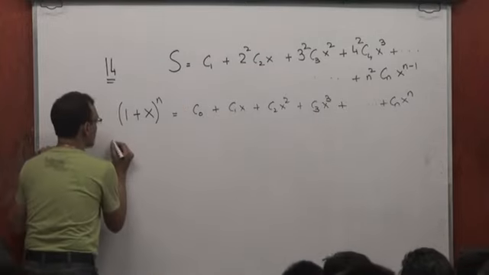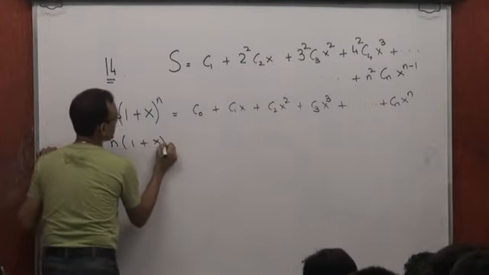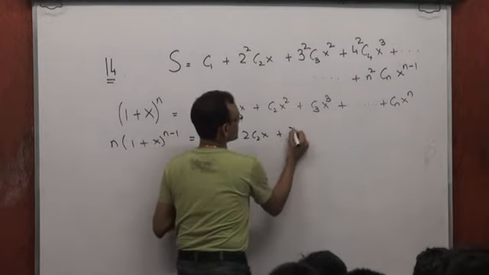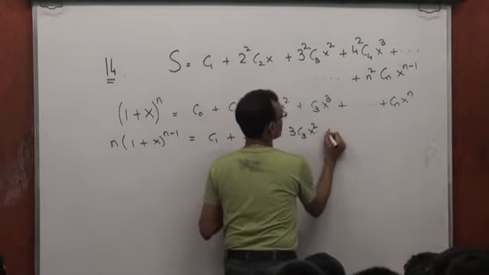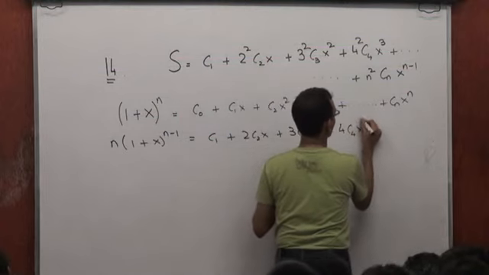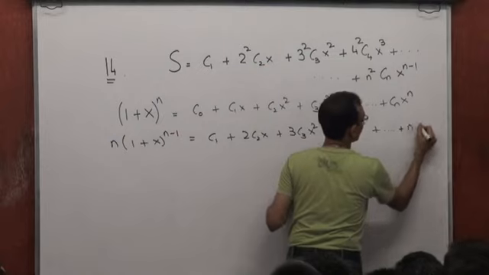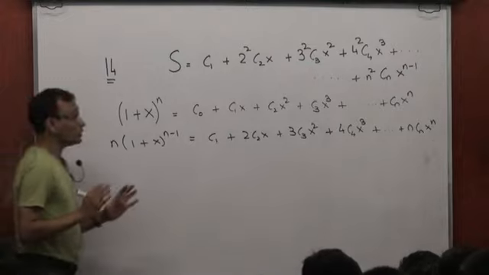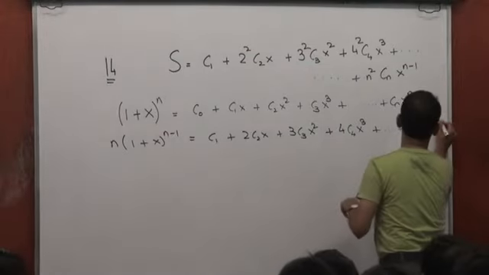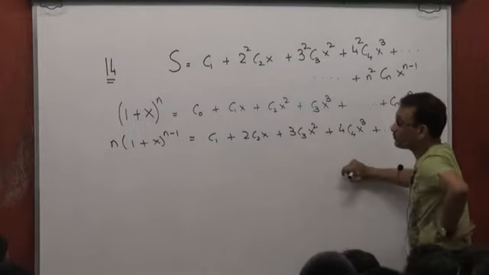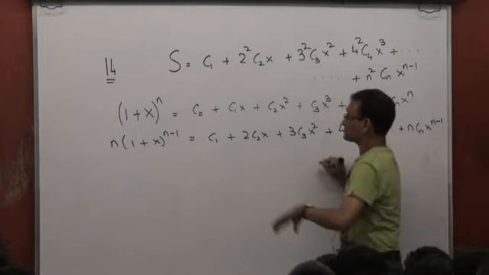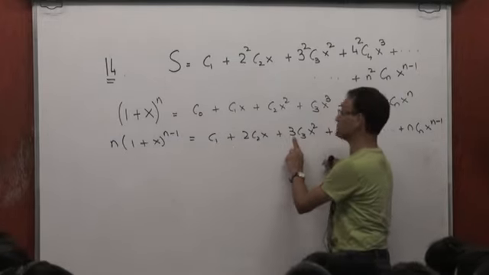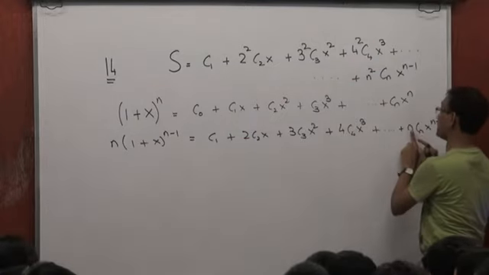So when I differentiate once, I get n into (1 plus x) power n minus 1 as C1 plus 2C2x plus 3C3x squared up to nCn x power n minus 1. Now, realize that we needed a 2 squared here, a 3 squared here, a 4 squared here, an n squared here.